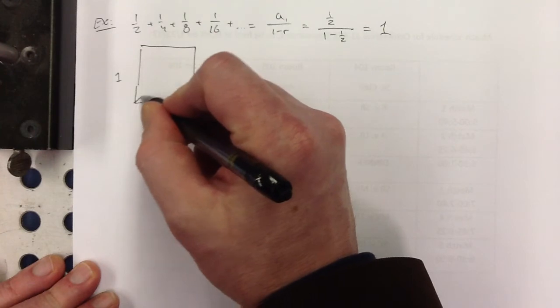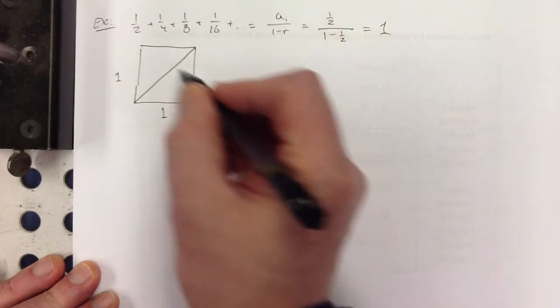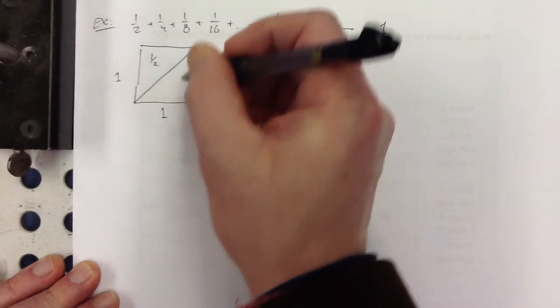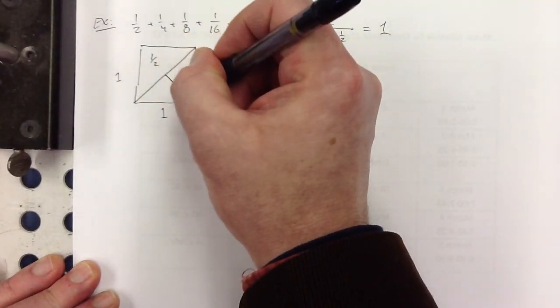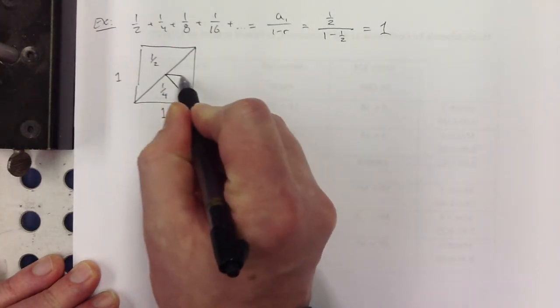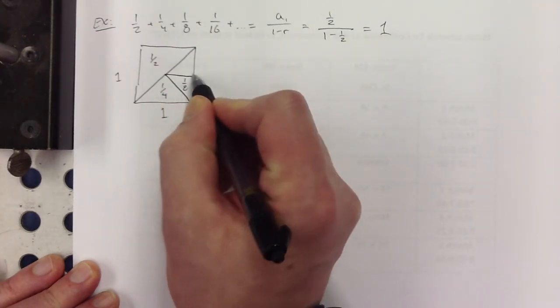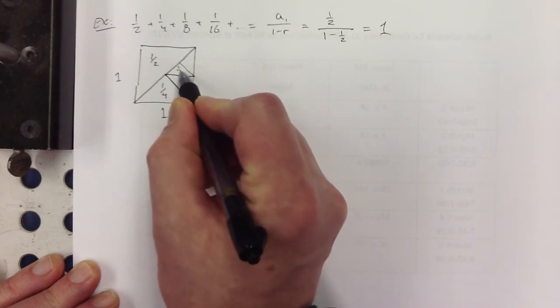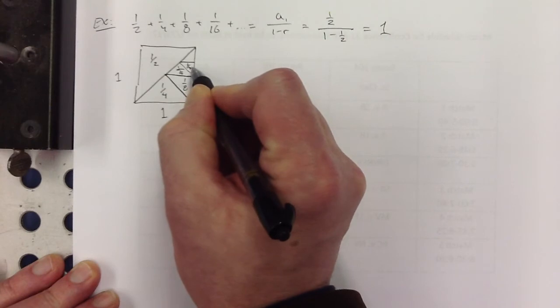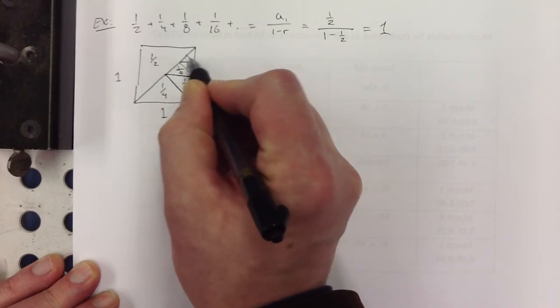So here's a geometric argument for that. What's the area of half this 1 by 1 square? 1/2. What's the area of half of this triangle? Well, it's half of that, so it's 1/4. And then the area of this piece would be 1/8. And then the area of this piece would be 1/16. And then the area of this piece would be 1/32. And then this piece would be, and so on and so on.